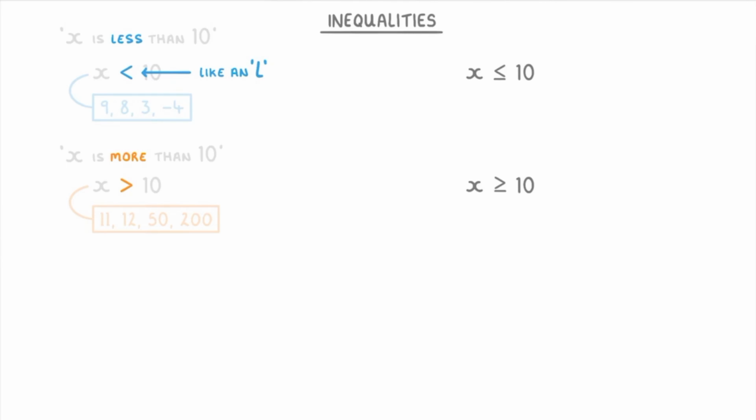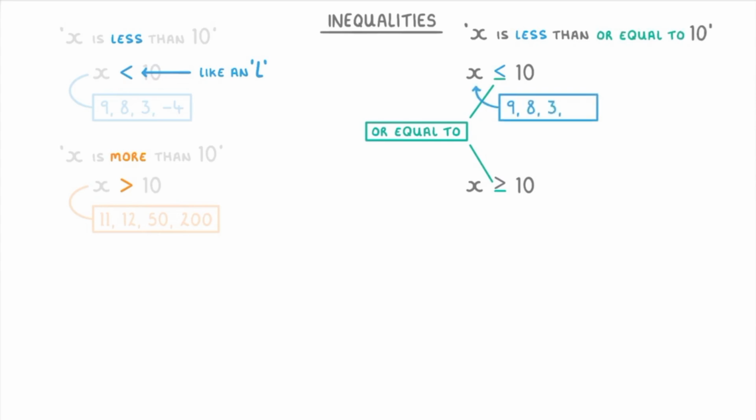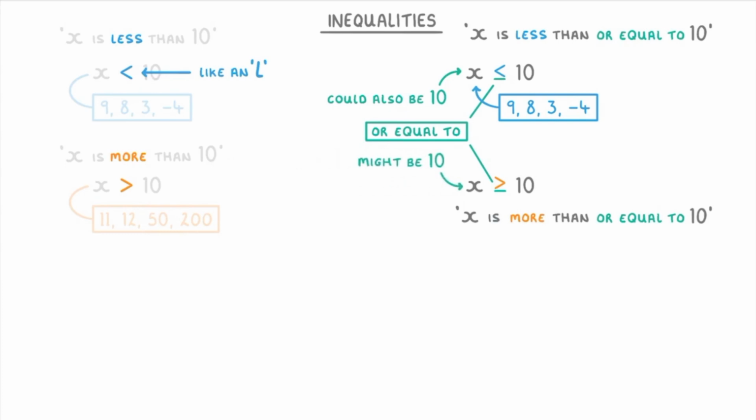The next thing we need to look at are these two symbols, which look pretty much the same as the less than and more than signs, except they also have these horizontal lines underneath them. The straight lines basically mean or equal to. So this first expression means that x is less than or equal to 10. So as well as being numbers like 9, 8, 3, or negative 4, x could also be 10 itself. Similarly, the second expression means that x is more than or equal to 10. So again, the number might be 10 itself or any number bigger than 10.